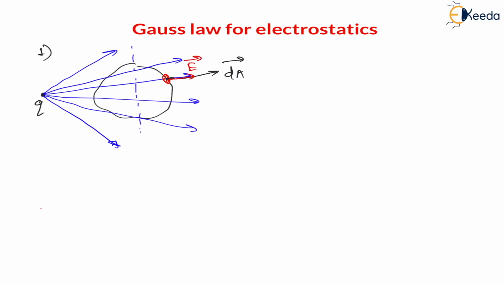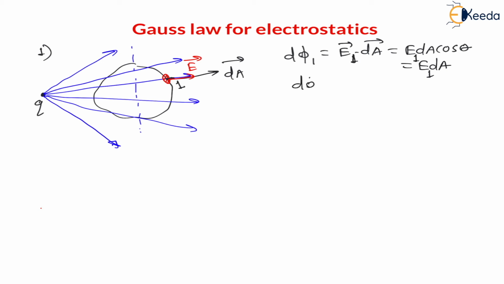So my dear students, let us say this is element number 1. On this element number 1, what will be d phi 1? d phi 1 will be E dot dA, which can be written as E dA cos theta. And here both are going in the same direction, means cos theta is cos 0. Cos 0 is 1. Therefore, it will become E1 dA. We can say d phi 1 is positive.